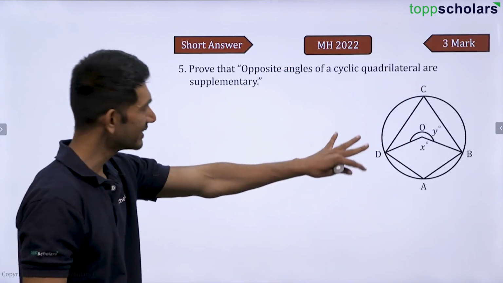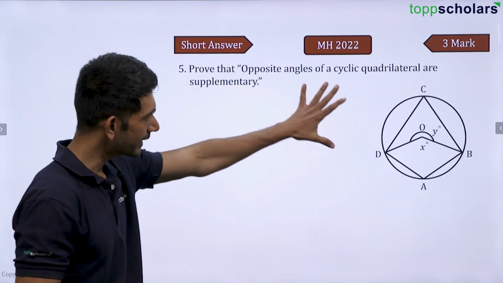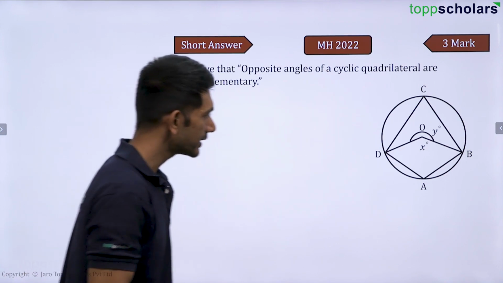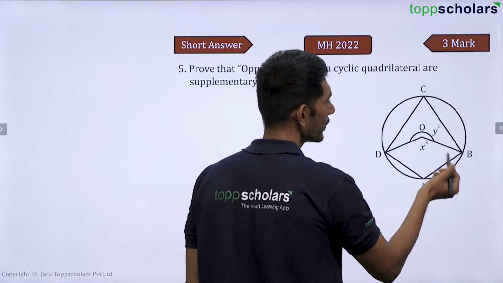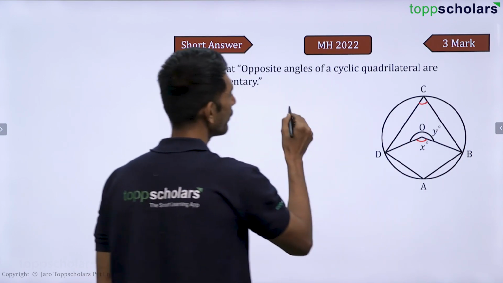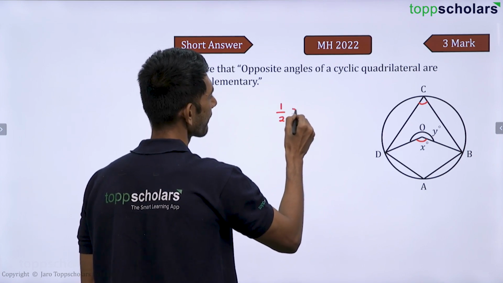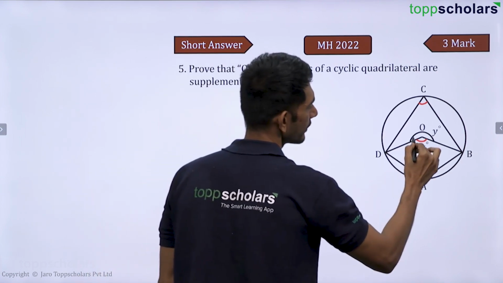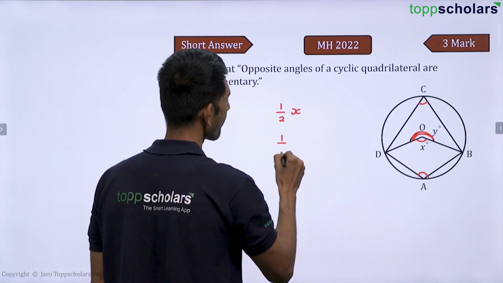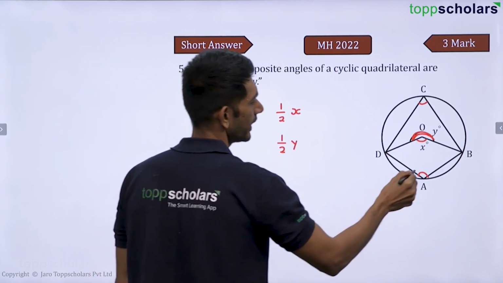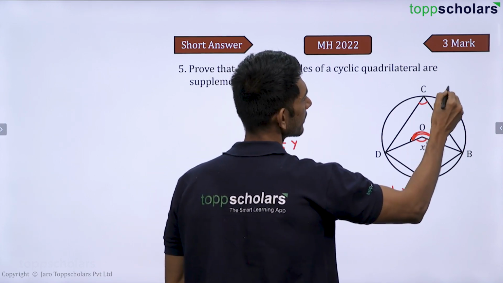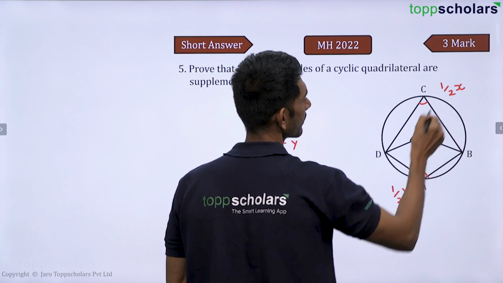You can prove it this way also. It's not compulsory that you have to do it in this way. This figure is given, no problem at all. We can still do it. How are we going to do this? See, this is X. So can I say C is half of X? Correct? This is Y. So can I say A is half of Y? A is half of Y. C is half of X.